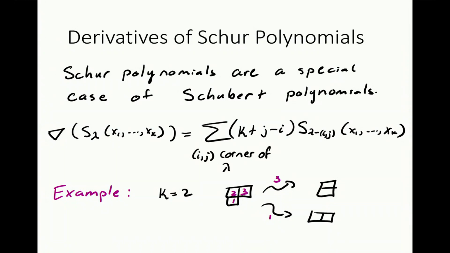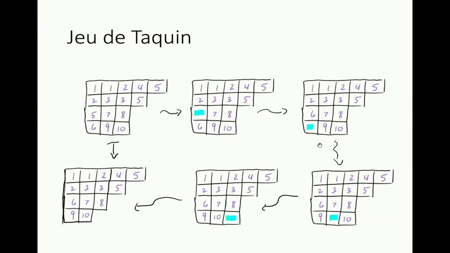I'm going to tell you just about one special case in terms of taking derivatives of Schur polynomials. Schur polynomials, of course, are a special case of Schubert polynomials. In this case, we have a formula in terms of just taking away corners of partitions. So we get some indices like so, and then we're summing over ways to take away corners to get a new valid partition. And a combinatorial proof of this involves just jeu de taquin. So it's connected to a very fundamental combinatorial procedure.